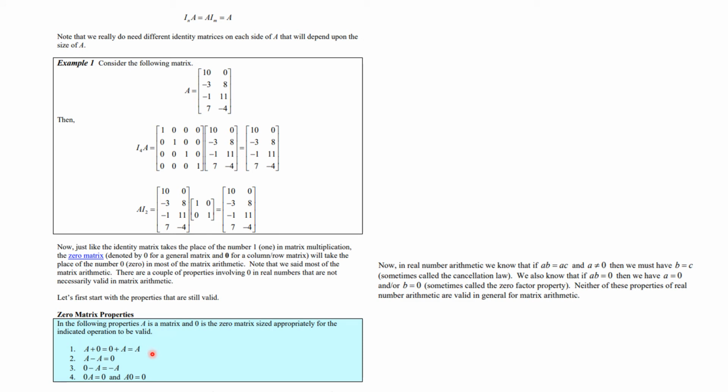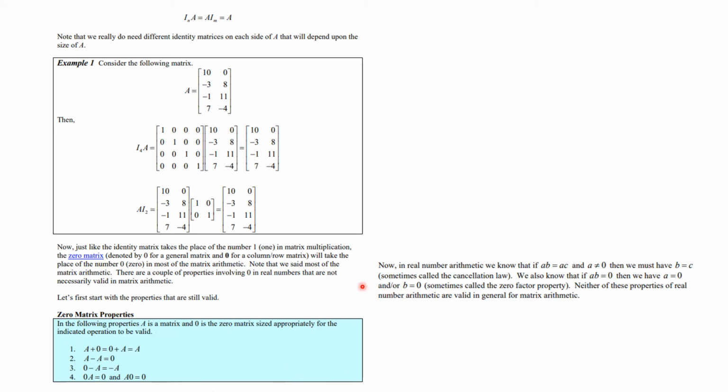But here are properties that we have. If we subtract a matrix from itself, we get the 0 matrix. If we add 0 to a matrix, and it could be commutative, you'll get A back again. If you take 0 minus A, you get the negative of matrix A. And the 0 matrix times A is equal to 0, and A times 0 is equal to 0, and the scalar 0 times A also will give you the 0 matrix.